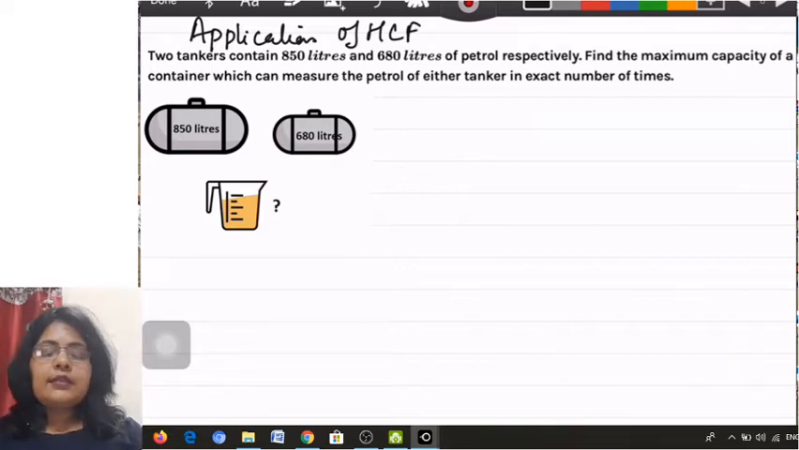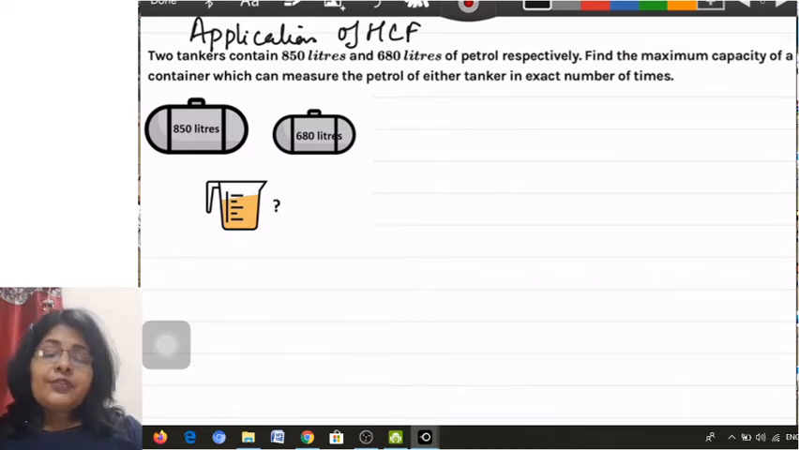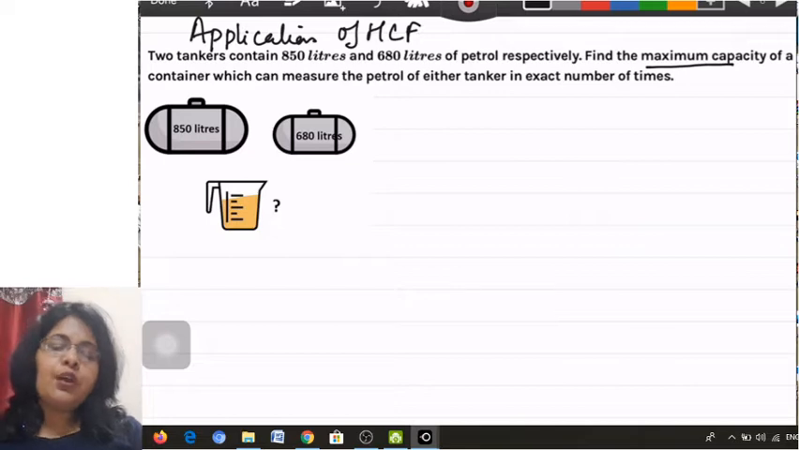Two tankers contain 850 liters and 680 liters of petrol respectively. Find the maximum capacity of a container which can measure the petrol of either tanker in an exact number of times. This is the question. Generally, since it says maximum, we can just find the HCF. But I want to explain this question to you logically also.